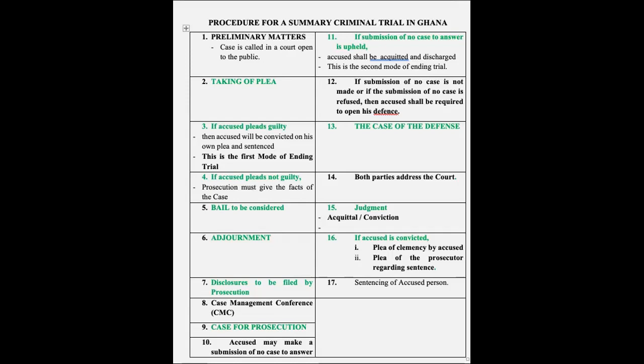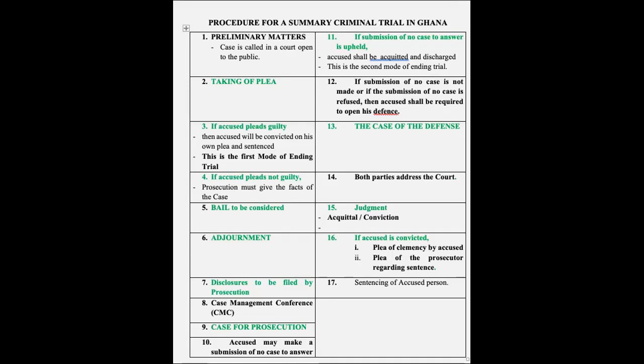If the accused person is convicted, then it means that the court has found him guilty of the offense. Then the accused may now have to do what you call a plea of clemency. Tell the court that you are a first offender, you are a father, you have 5 children, they are all below 10 years, this and this, so they shouldn't give you a very hard sentence. You are pleading for clemency. Then the prosecution too will also have their say regarding the sentence. After that, the court now sentences the accused person.